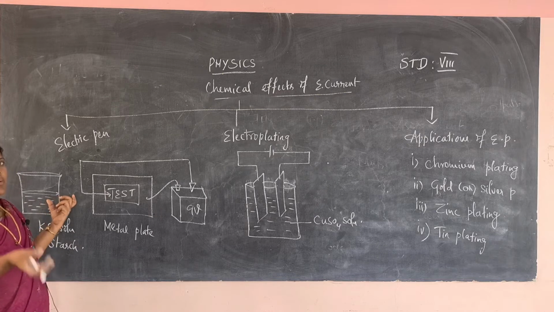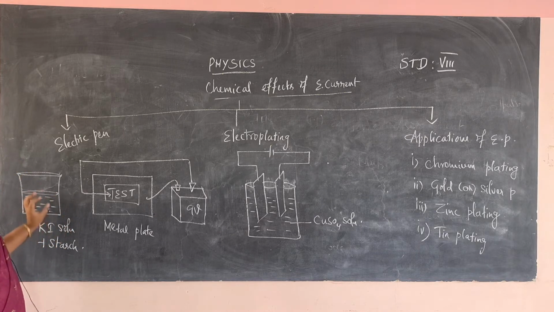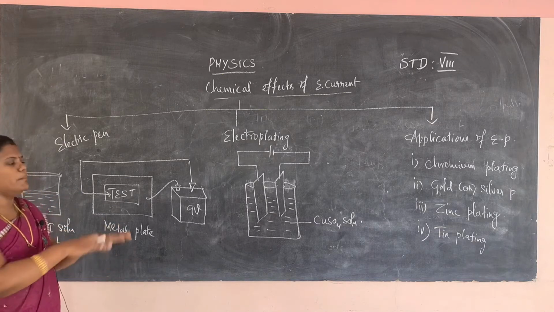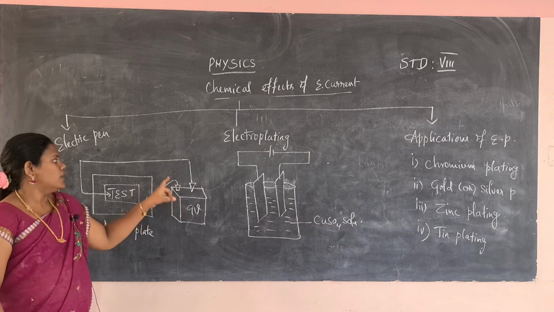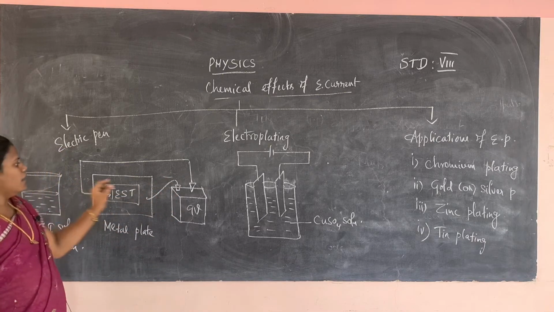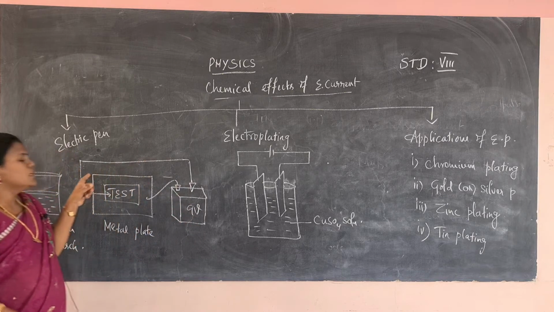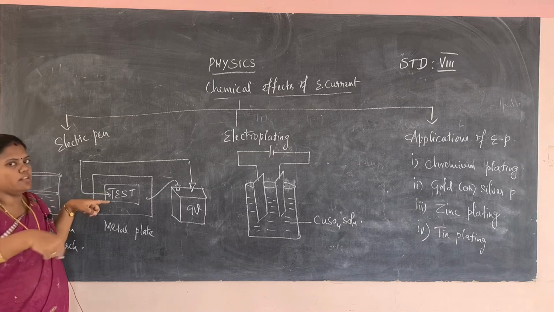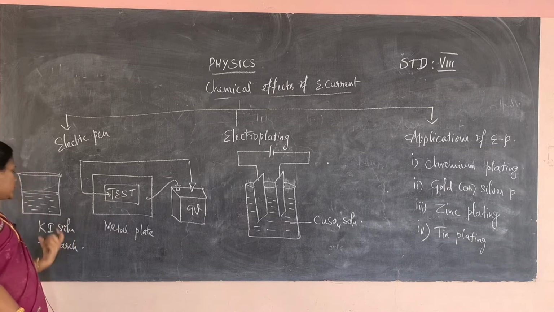Then you take one napkin, that is a tissue paper, and soak it in the solution. You dip it, then keep the wet paper on the metal plate. One end of the metal plate is connected to the negative terminal of the battery. The positive terminal of the 9 volt battery has one wire, and that wire is used to write on the paper, which has the potassium iodide solution and starch.